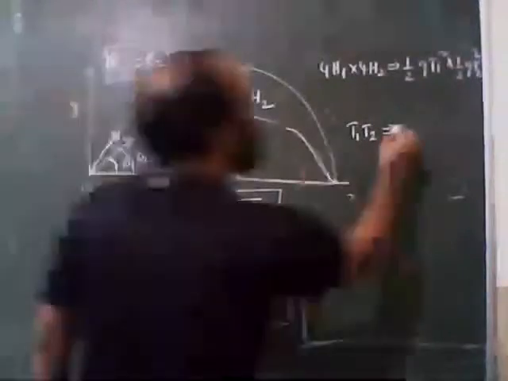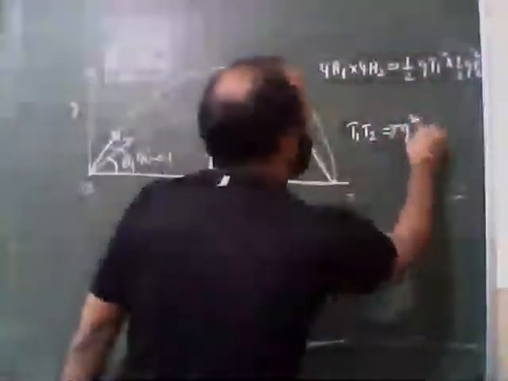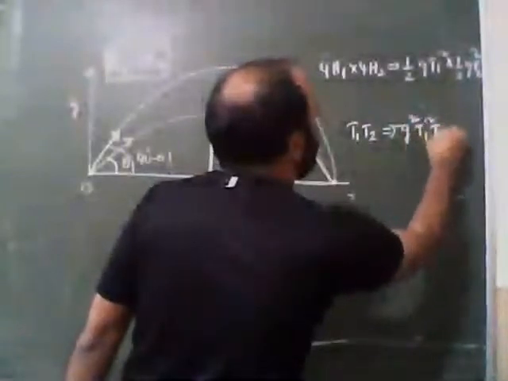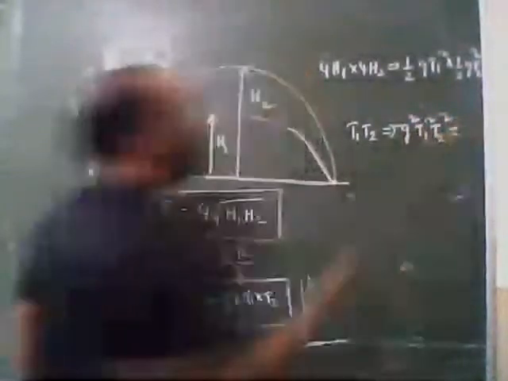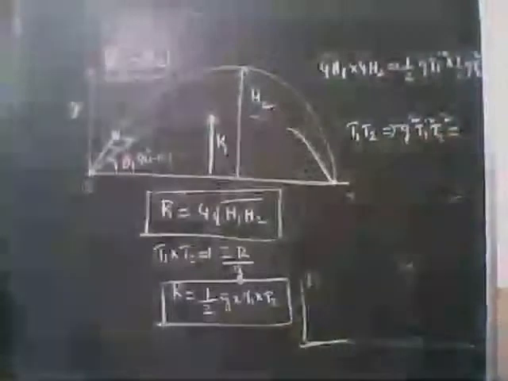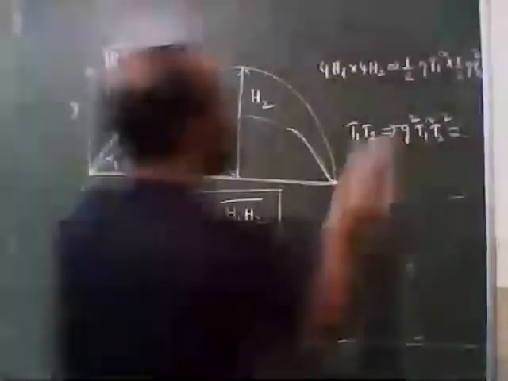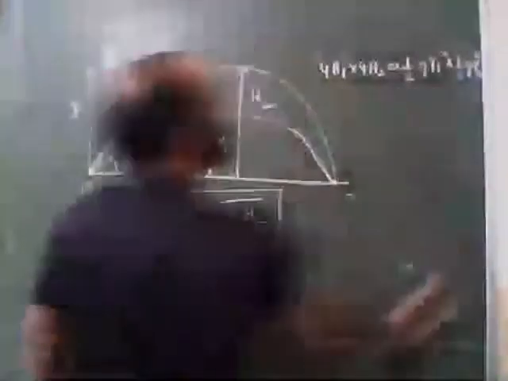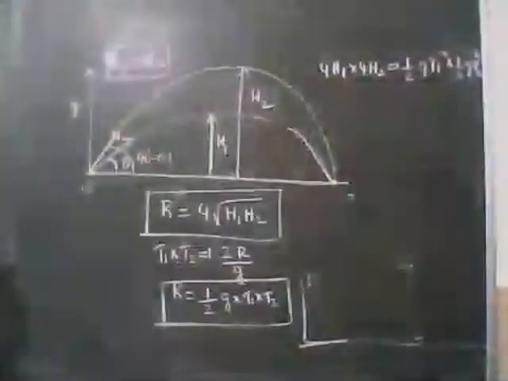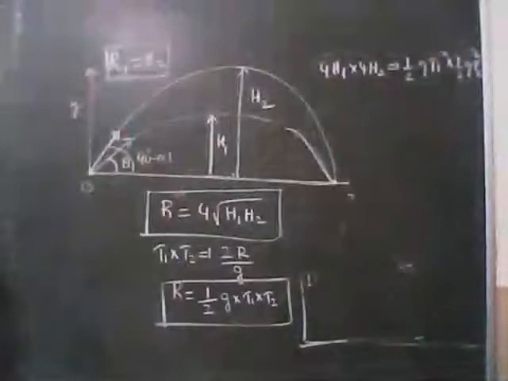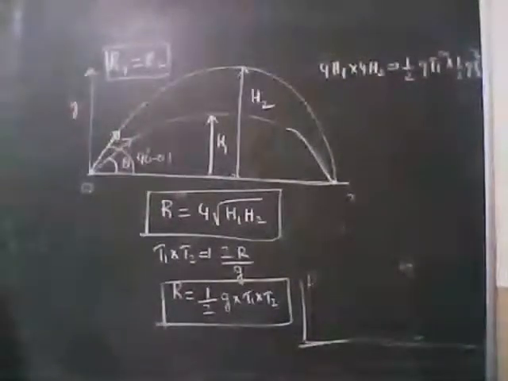This is g square t1 square into t2 square. That we can write as the relation t1 square into t2 square, that is 4h1 h2. I'm writing this: 4h1 into 4h2 is equal to half g t1 square into half g t2 square. That we can write as 64 h1 into h2.